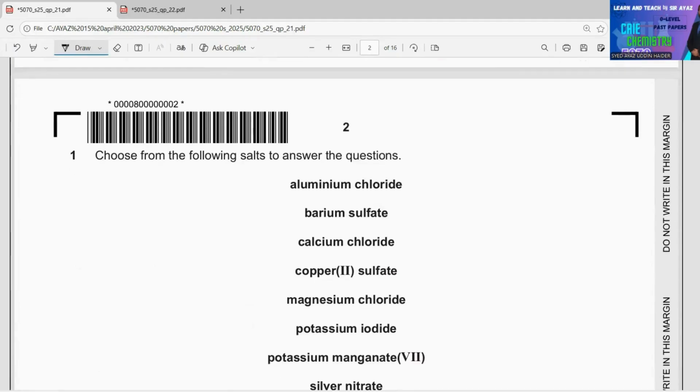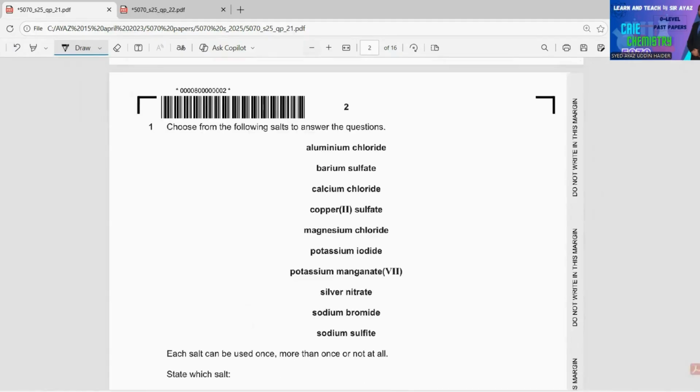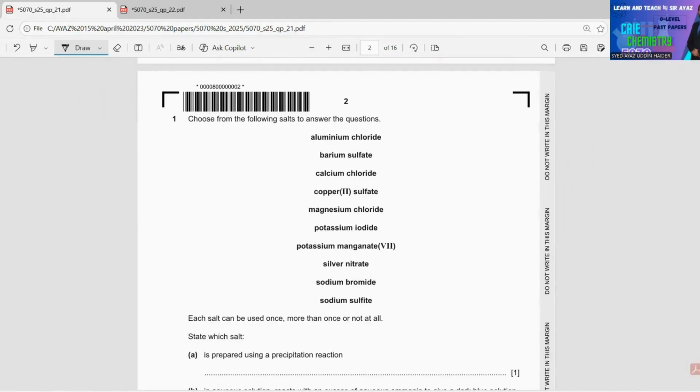Here's question number 1. Choose from the following salts to answer the questions. Here's a list of salts given. Each salt can be used once, more than once, or not at all. This is a kind of typical question of CI 5070. A: State which salt is prepared using a precipitation reaction.